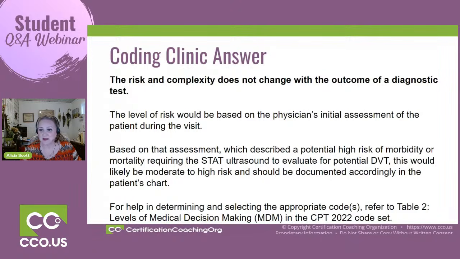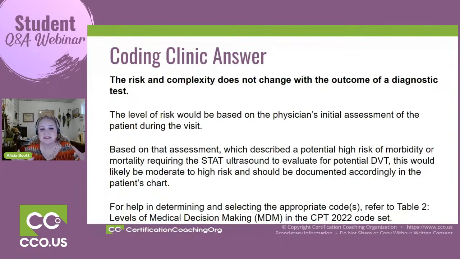Do you understand why? Okay. So based on the assessment and the risk of mortality and morbidity, they did a stat ultrasound because guess what? A DVT is life threatening. What does a DVT turn into? It turns into a pulmonary embolism and you die quickly when you have one of those.